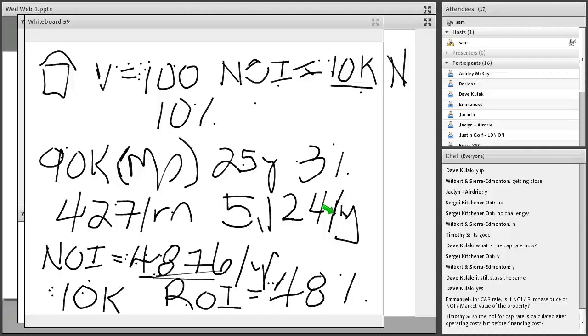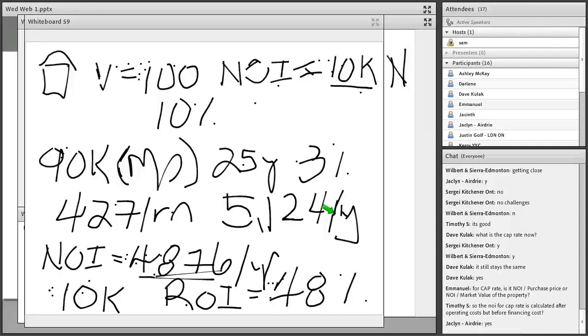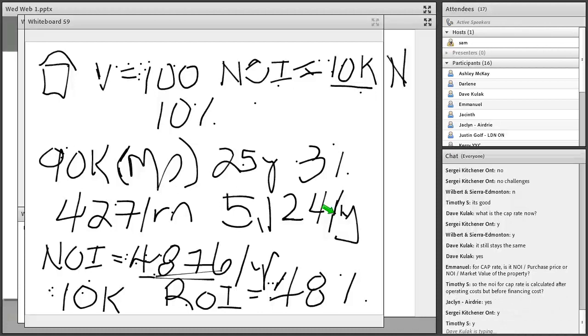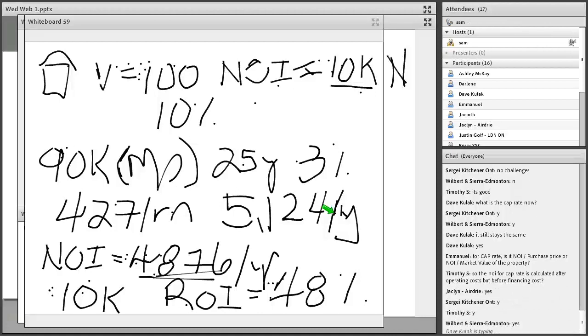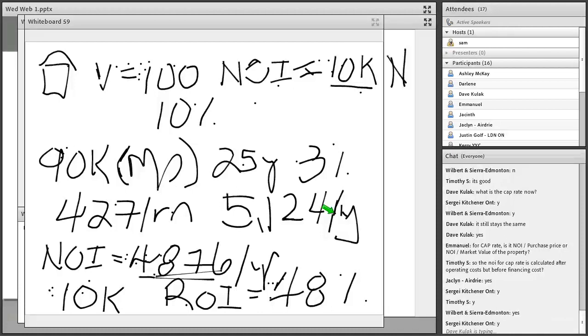Does everybody have any questions about that? Does everybody understand that? Everybody okay? Do you see why it's important to get the 10 cap rate? I'm going to bring up another window.